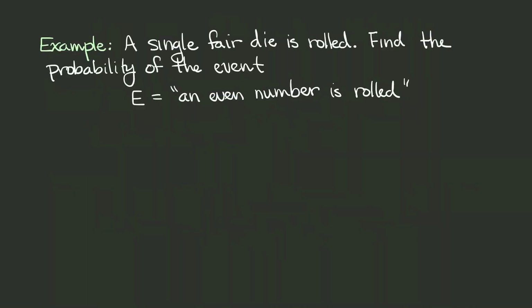Let's look at an example of using theoretical probability. Here we have that a single fair die is rolled, and we're supposed to find the probability of the event rolling an even number. Let's write out the possible outcomes for E. We know that 2 is an even number, as is 4 and 6. Those are going to be the only three possibilities for rolling an even number on a single die. The set of all possible outcomes, or the sample space S, is going to be 1 through 6.